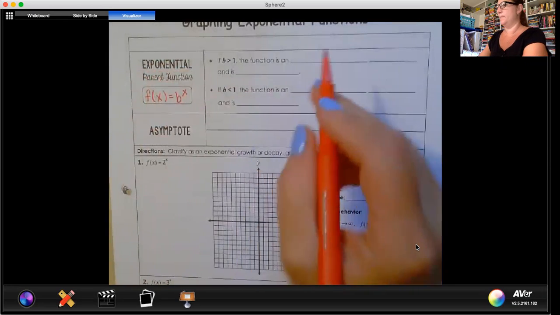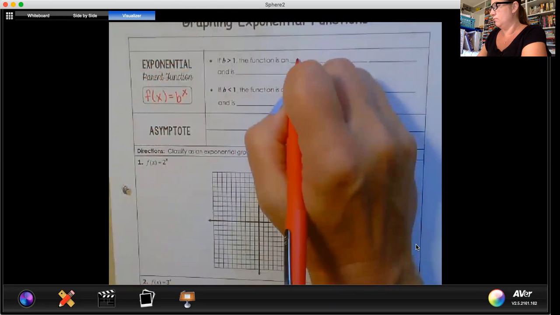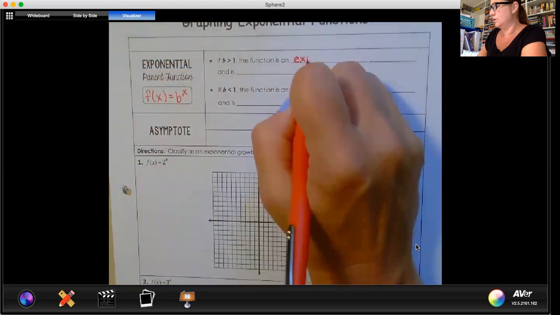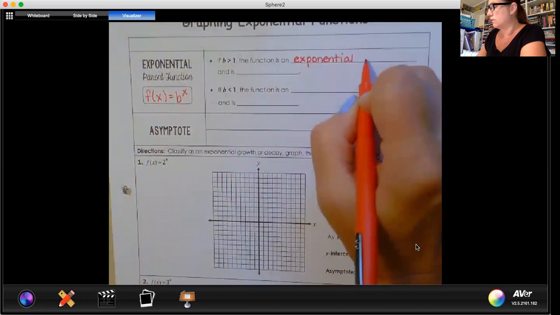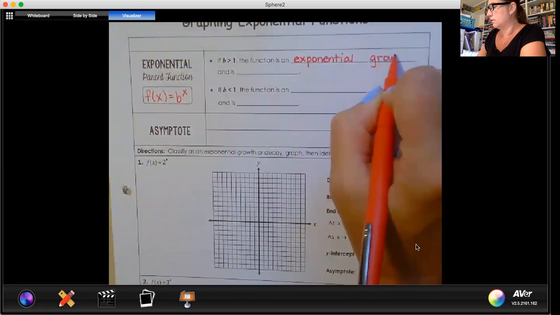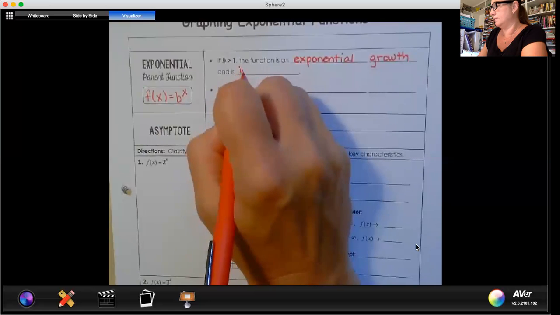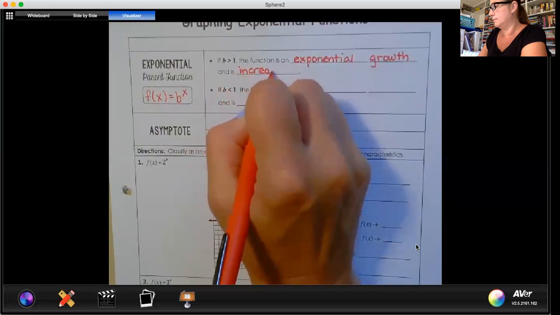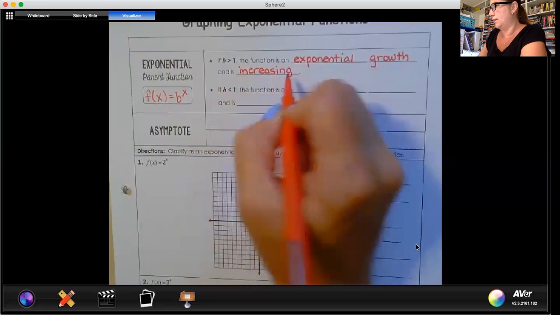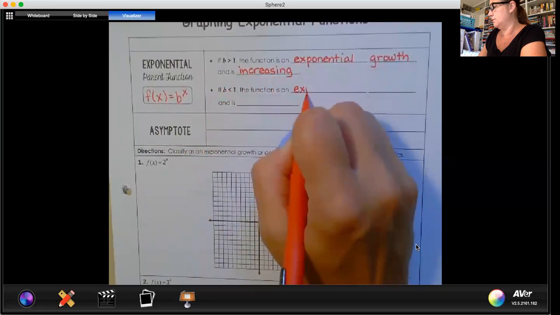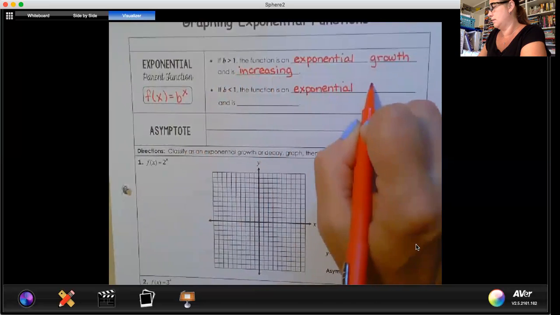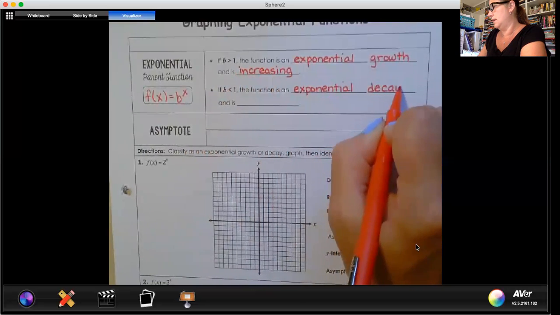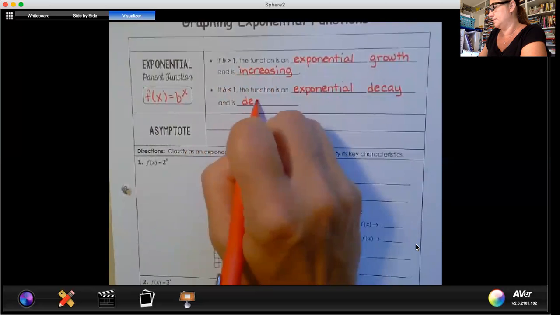So our exponential parent function is f of x equals b to the x power, b is any number. If b is greater than 1, the function is an exponential growth and is increasing. If b is less than 1, the function is an exponential decay and is decreasing.